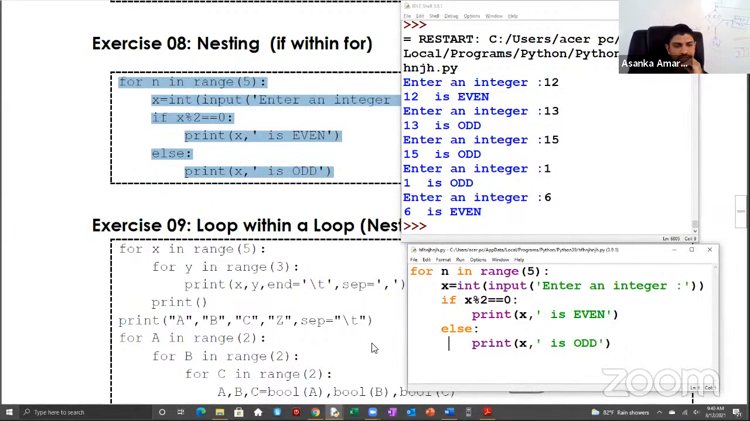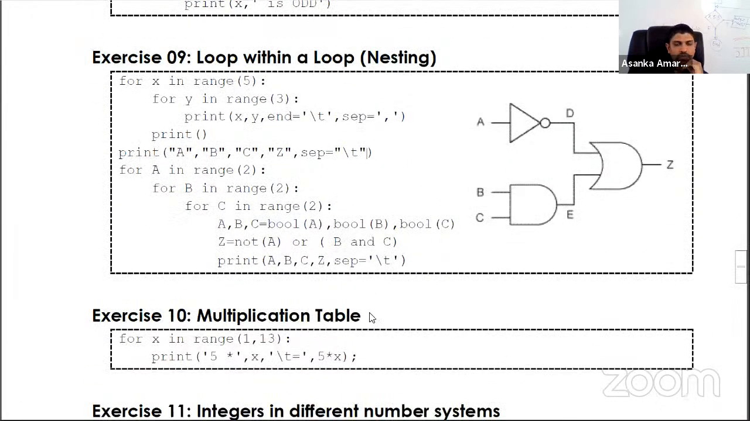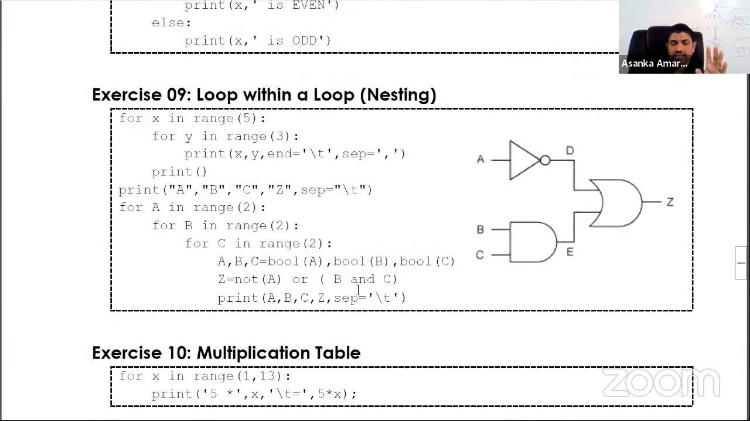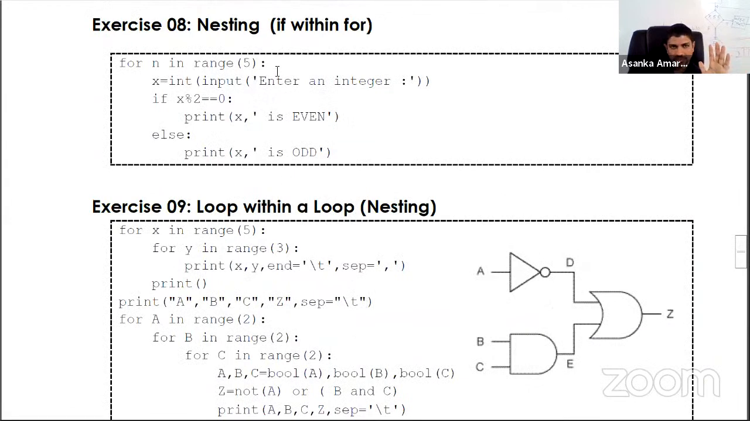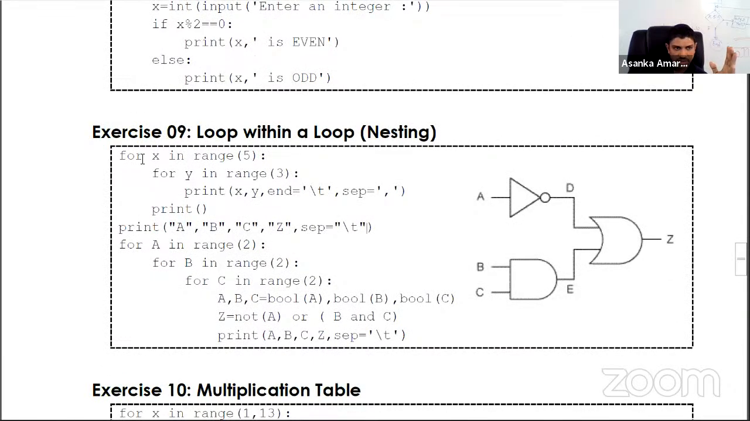All of you. Then we will move into loop within a loop. It is also a kind of nesting. Earlier, if statement within for statement. In other words, a selection structure within a repetitive structure. Here I have put a repetitive structure within another repetitive structure.